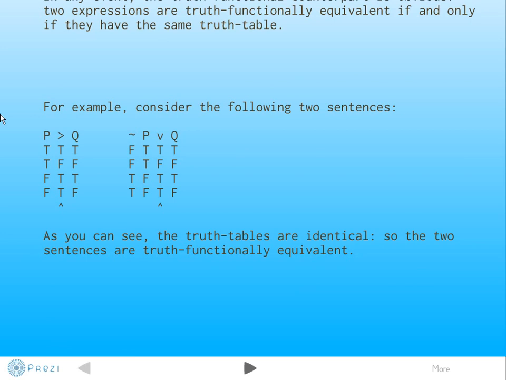And remember that the column we're supposed to look at is always the main logical operator. The main logical operator here is the if: true, false, true, true. And here the main logical operator is the or. If there were brackets, it would be the not, but there are no brackets, so the main logical operator is the or, and we see true, false, true, true. So if P then Q is equivalent to either not P or Q.